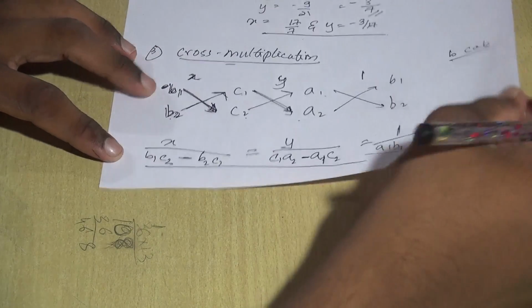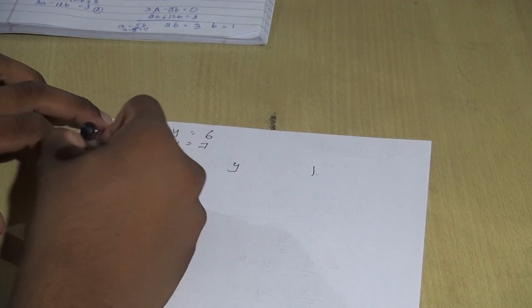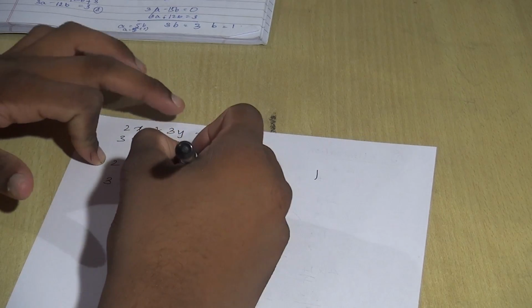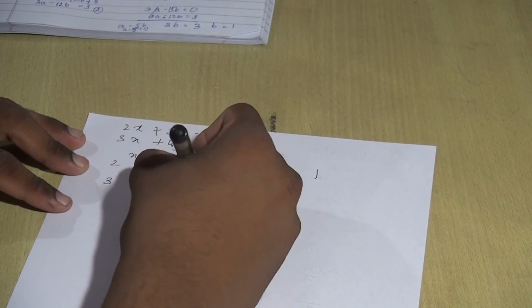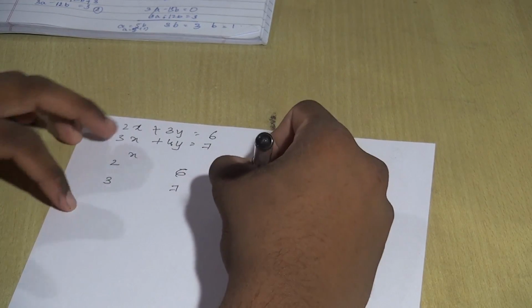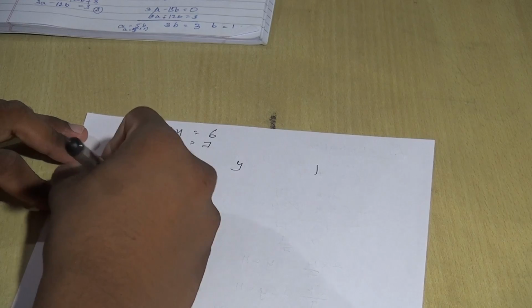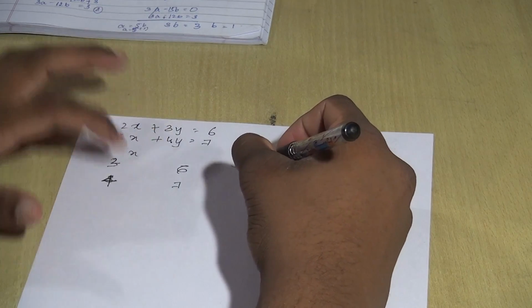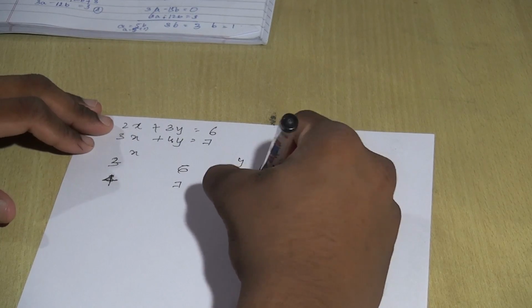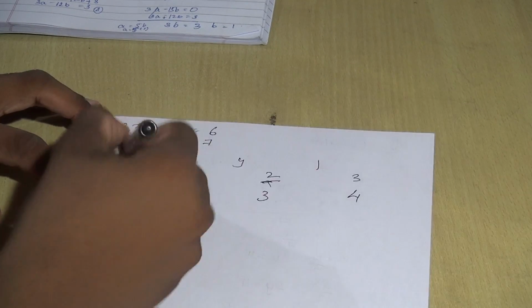Let's take an example for this. So we have taken here, just write x, y, 1, b1 is 2, b2 is 3, c1, 6, 7, then a, b2 will be 3 and 4, sorry, 3 and 4, 6 and 7, a is 2 and 3, and again b, so it is 3 and 4. Now multiply.